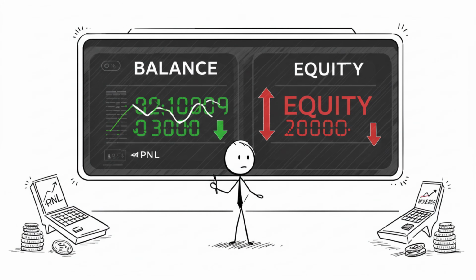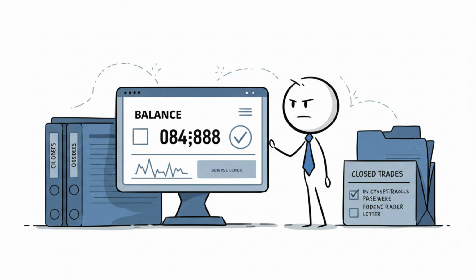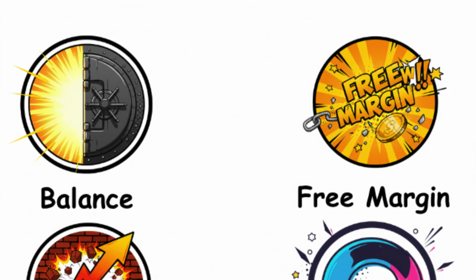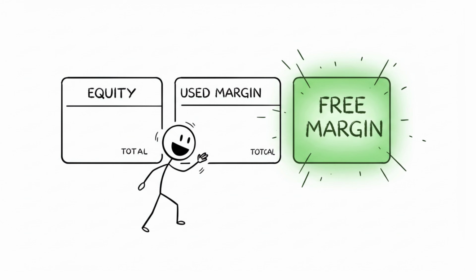Equity. The real-time value of your trading account, including floating profit or loss from open positions. Balance. The amount of money in your account excluding open trades. It only reflects closed positions. Free margin. Funds available for opening new positions. It's your equity minus used margin.